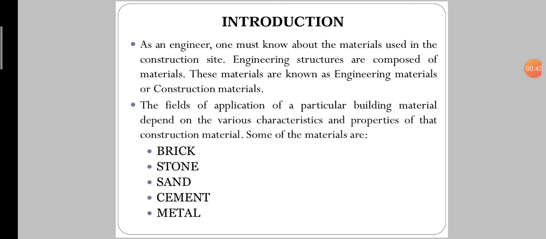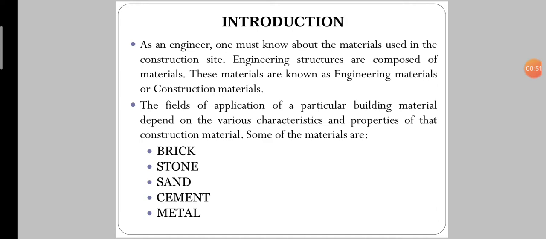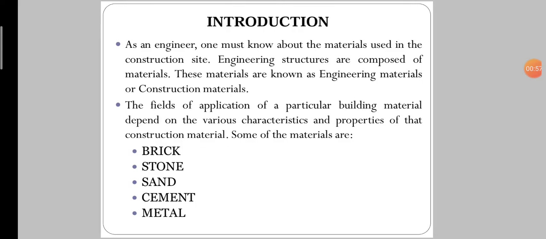So depending upon these properties, we use some materials like bricks, stones, sand, cement and metals. These are the common materials used in the construction site.